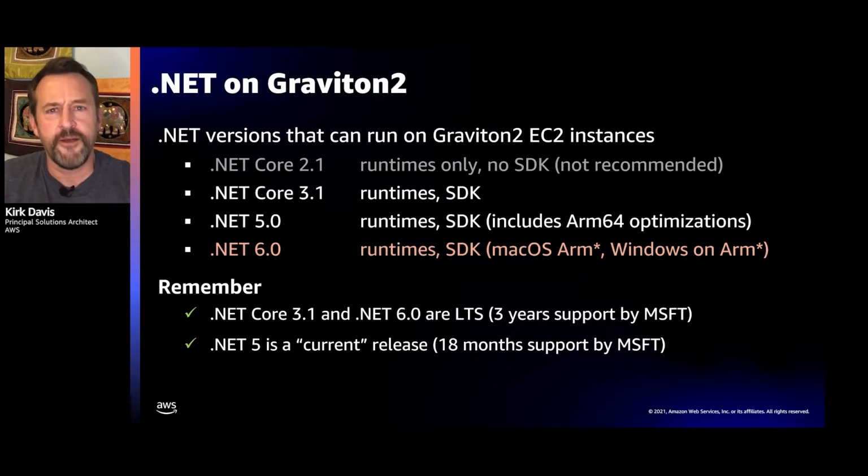Note that we don't actually offer M1 based Mac EC2 instances or Windows on Arm EC2 instances. So that would be for your dev environments. We do actually have Mac OS EC2 instances, though, that we launched a year or two ago. Also with .NET, keep in mind that every other release is a long-term support release. So currently that's .NET Core 3.1 and .NET 6, and then eventually .NET 8. And then the alternate releases are considered current releases. So those have shorter support timelines from Microsoft.